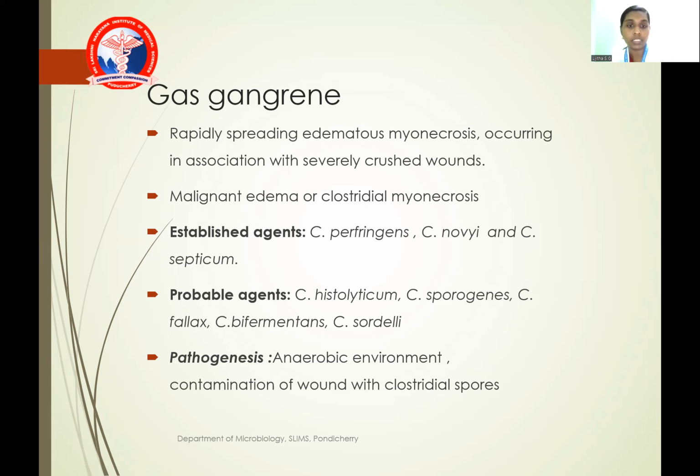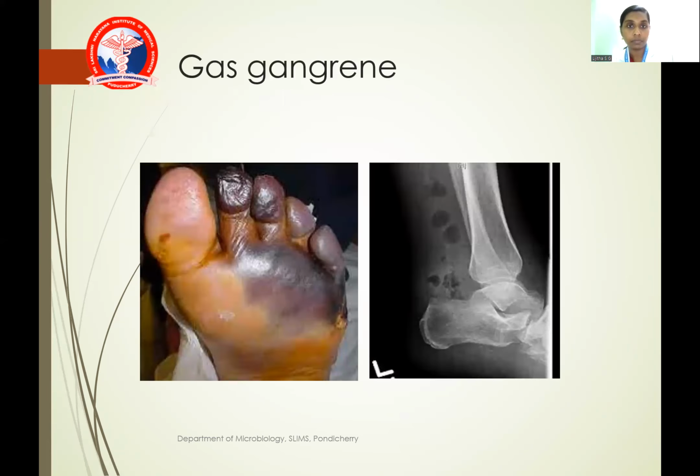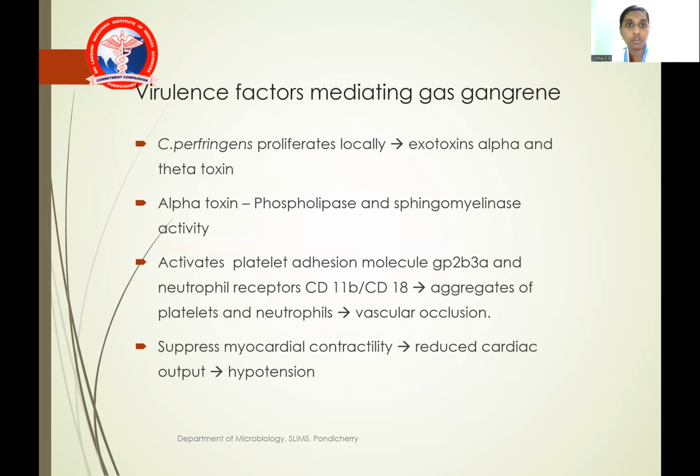Then there are probable agents which cause it rarely. They are Clostridium histolyticum, Clostridium sporogenes, Clostridium fallax, bifermentans, and sordellii. So these agents are also considered probable agents of gas gangrene. The pathogenesis I have described already: the anaerobic environment and contamination of the wound with Clostridium spores, followed by the virulence factors produced by Clostridium perfringens, leading to the gas gangrene.